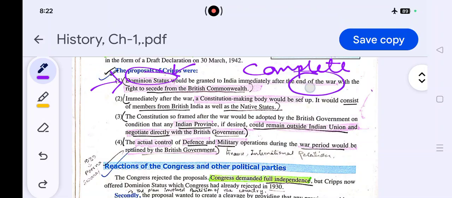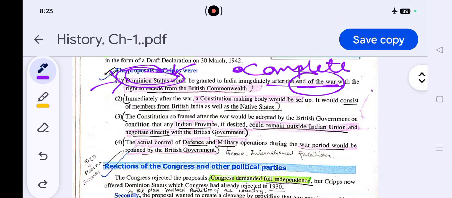Now, this is a key phrase, because when the war is going to end, we have no idea. And they are not giving us complete independence but dominion status. That too after the end of the war. So when it is going to happen, we have no idea. Moreover, whether this will happen or not, there is no proof of that.